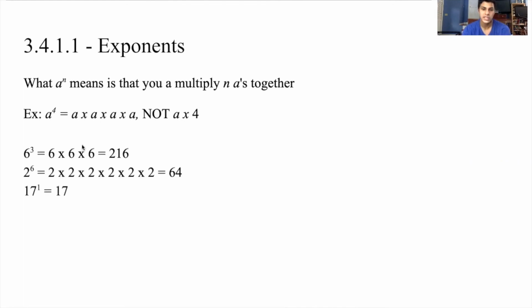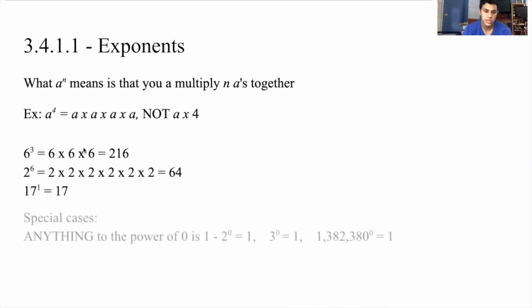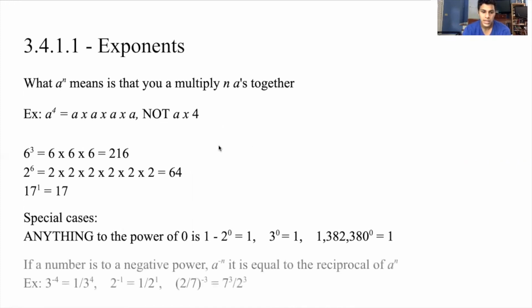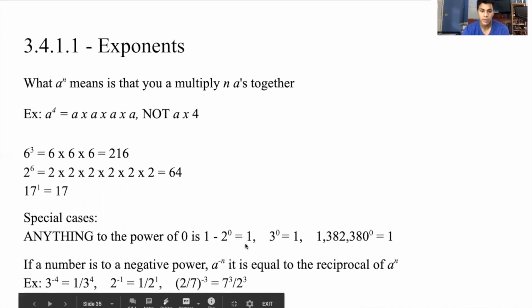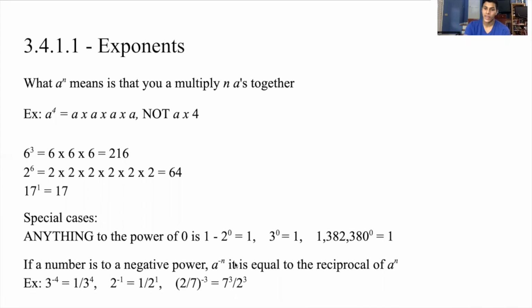And then we looked at some examples with actual numbers. And then we learned about special cases of exponents, where anything to the power of 0 equals 1. And if you have something to a negative power, or a to the power of negative n, it will just equal the reciprocal of a to the power of n. So an example, 3 to the power of negative 4 equals the reciprocal of 3 to the power of 4, which is 1 divided by 3 to the power of 4.